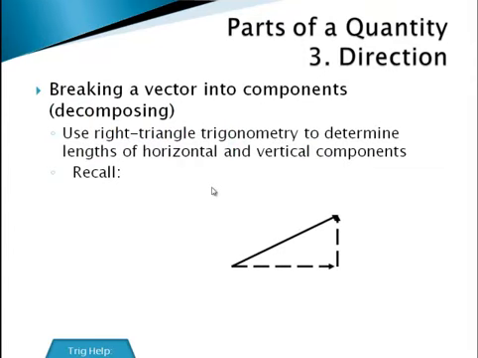Now, most of the time, we need to be a little bit more specific than simply drawing a little picture. We want to know the exact sum of them, or the exact angle of the two. And in order to do that, we need to learn two specific tools. We need to learn how to break a vector up into what are called components, and we need to learn how to recompose a vector from components. To break a vector into components, we need to use some right triangle trig.